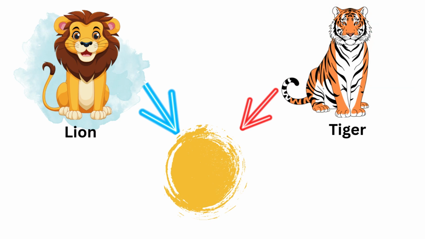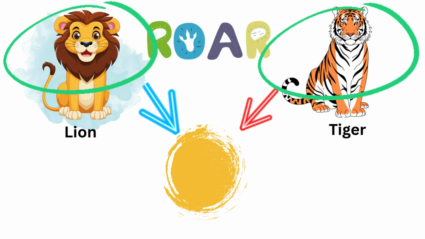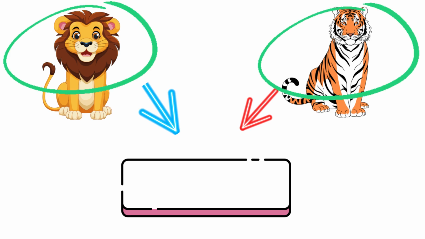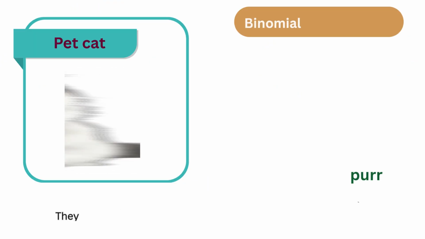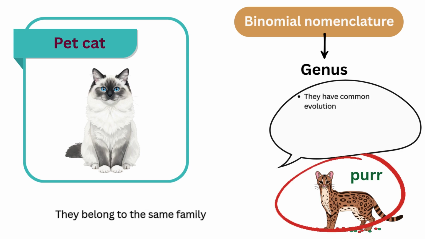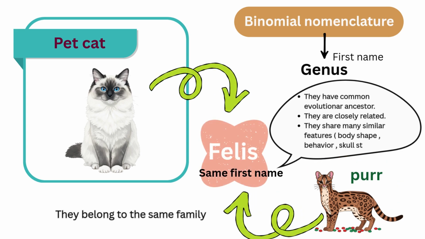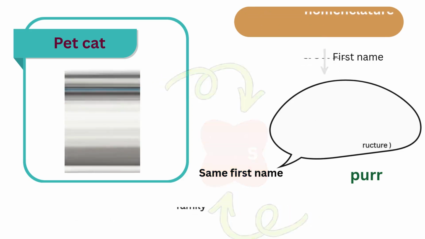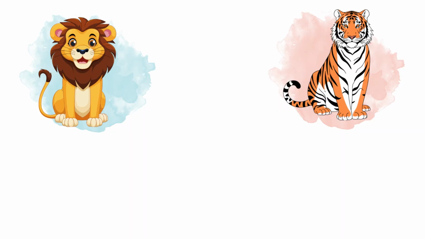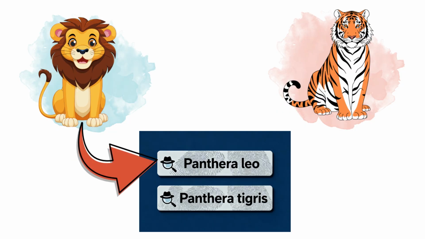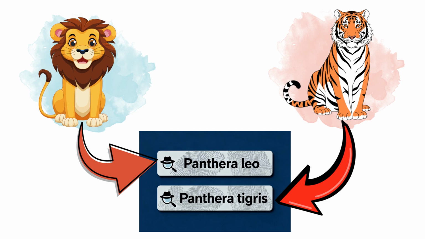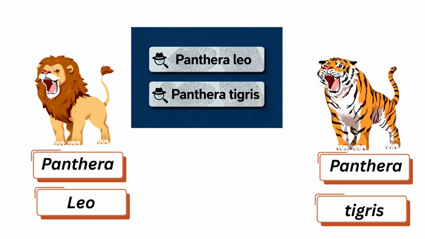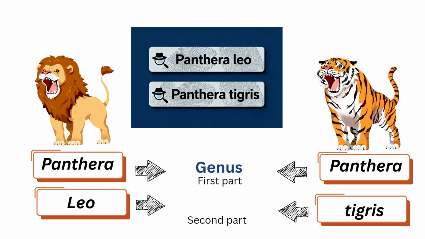For example, lions and tigers are both large and they both roar. They share the first name Panthera. Pet cats, which purr, along with some small wild cats, share the first name Felis. The second name identifies each individual species. So, lions are called Panthera leo and tigers are called Panthera tigris. The first part of the name shows the genus and the second part shows the species.